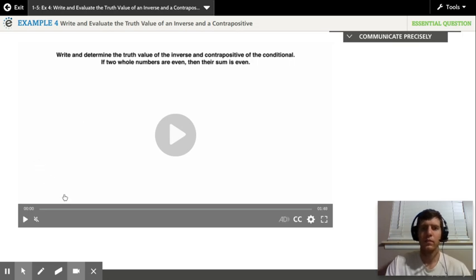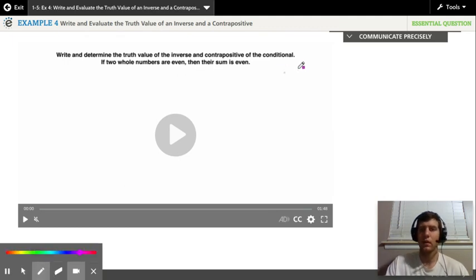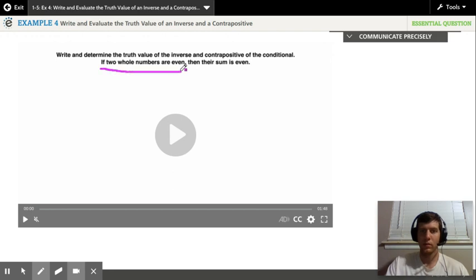Okay, so they even have it as a video for you, but write and determine the truth value of the inverse and contrapositive of the conditional statement. If two whole numbers are even, then their sum is even. So again, our conditional statement is if P, then Q. So if two numbers are even numbers, that's going to be our hypothesis. So two whole numbers are even.